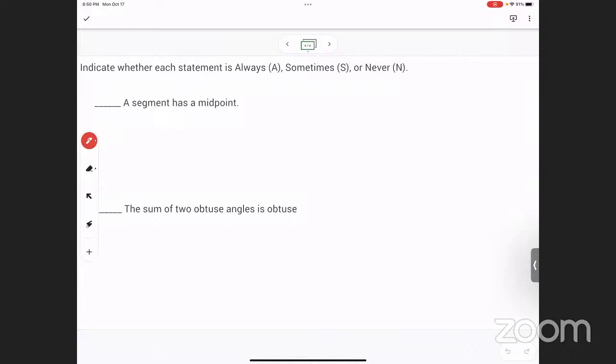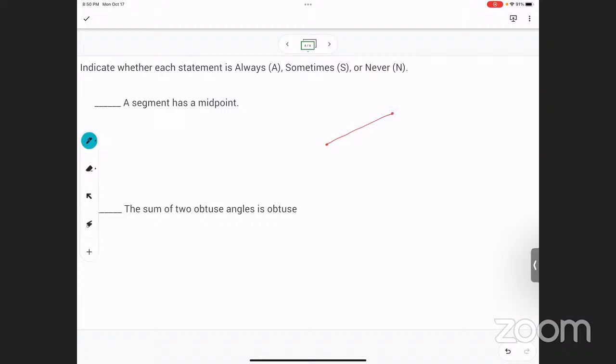All right, indicate whether each statement is always, sometimes, or never true. A segment has a midpoint. Well, let's think of what a segment is. A segment is a line segment. So it's part of a line that ends at both sides. So does every segment that you can draw have a midpoint? No. Can you think of an example of one that doesn't?